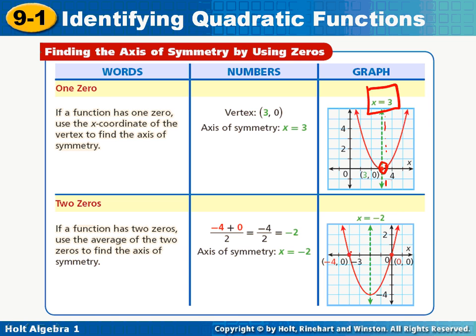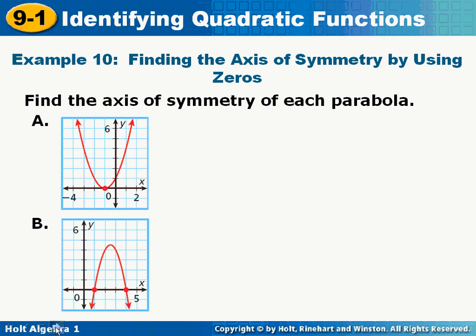Okay, if you have 2 zeros like this problem, then the axis of symmetry is going to occur right in the middle of those 2 zeros. Number 10, we have to find the axis of symmetry by using zeros. Well, A is very easy because it happens at the x-intercept, so the axis of symmetry is going to be x equals -1.